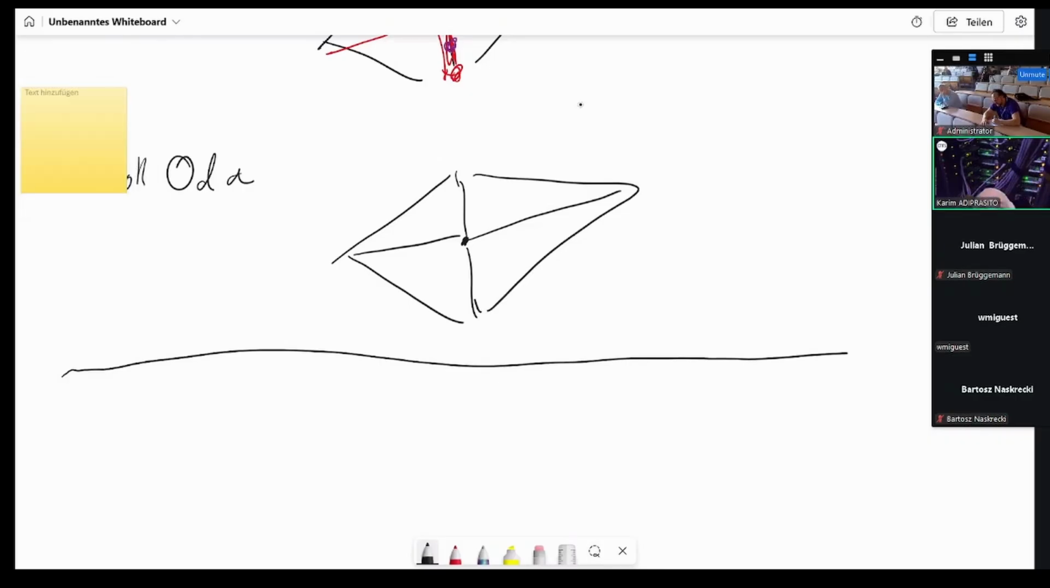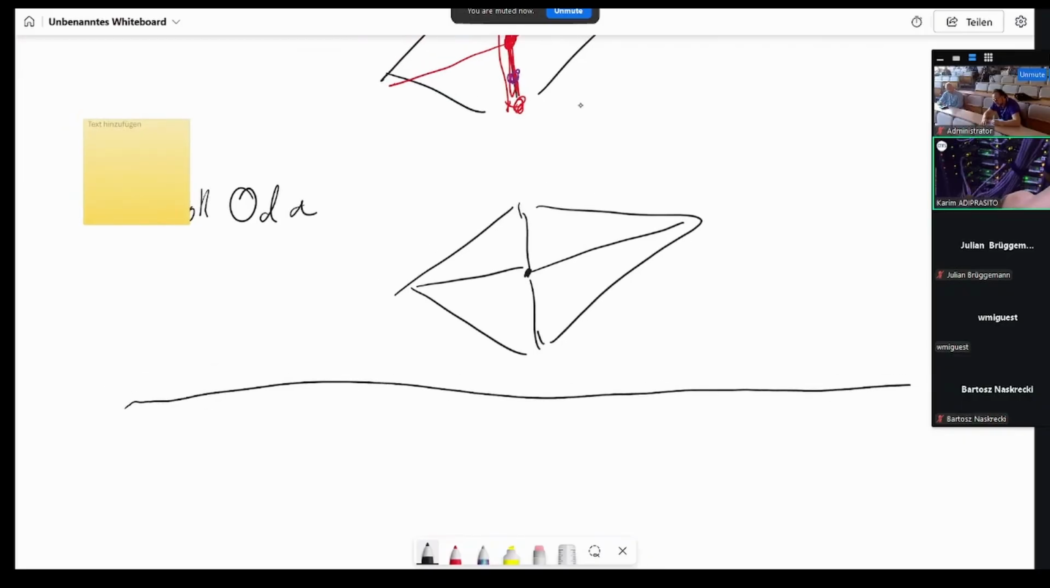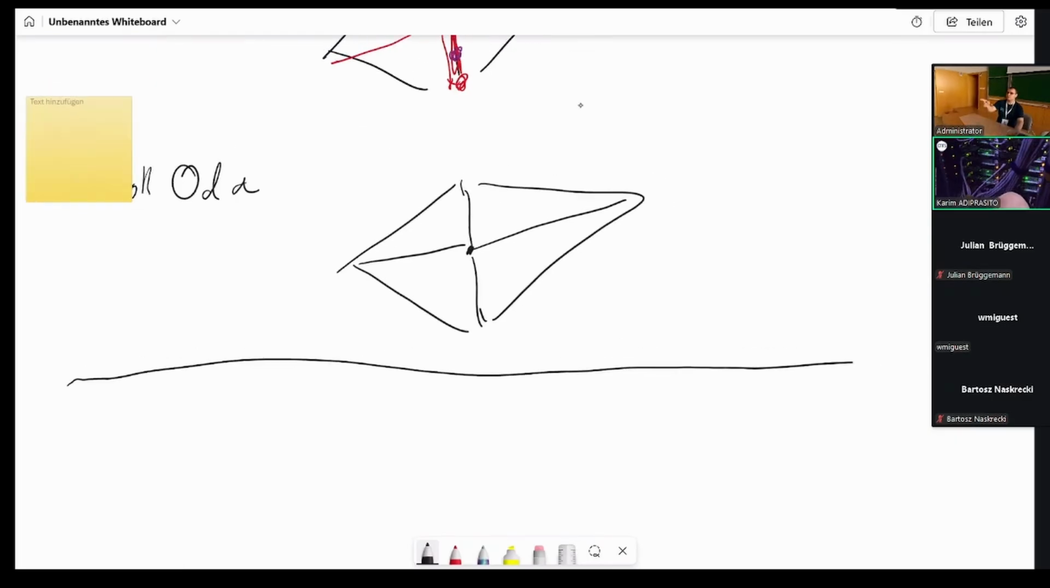Oh, yeah. I don't want a note here. I don't know what happened. Okay, ignore the yellow post-it.